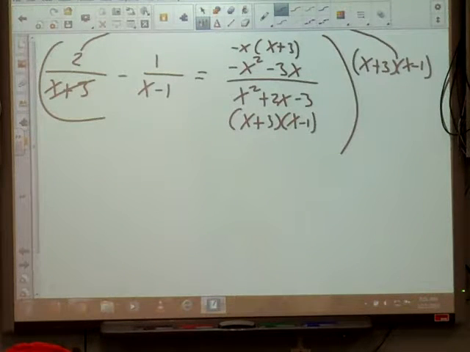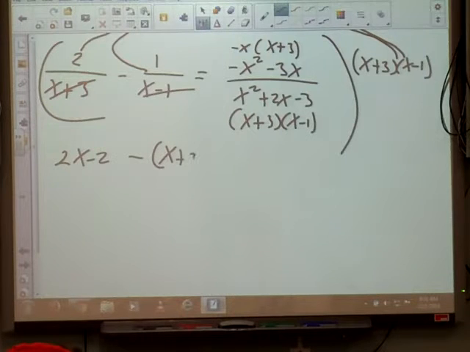x plus 3 cancels. That leaves the 2 with an x minus 1. Good. Okay, here. The x minus 1 cancels. That leaves you with the x plus 3. But again, that minus sign might trick some of you. So be careful with that minus sign. I'm going to put the whole thing in parentheses so I don't forget it.